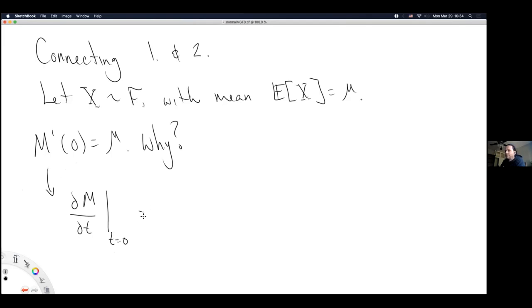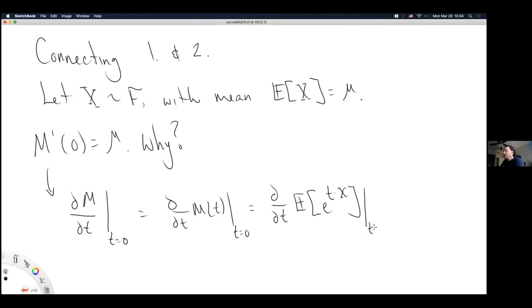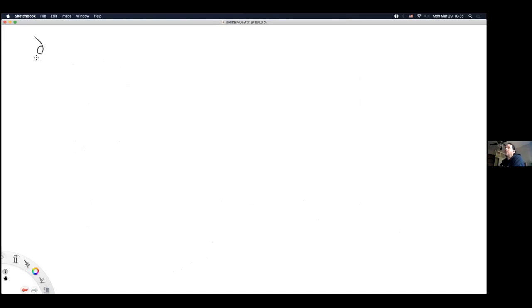And so let's try this. The derivative with respect to t of M of t, evaluated at t equals 0, should look like the derivative with respect to t of the expected value of e to the t times x, evaluated at t equals 0. Okay, in the next step, I'm just going to start on a new page so I don't make this page too messy. And I'll just copy down what we had before.